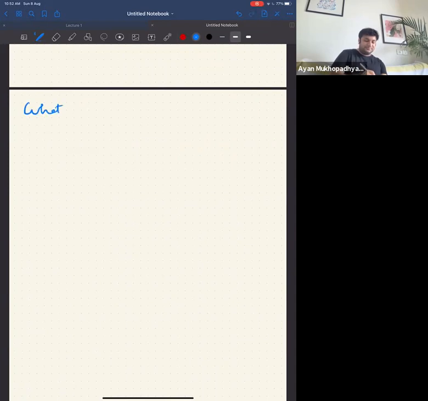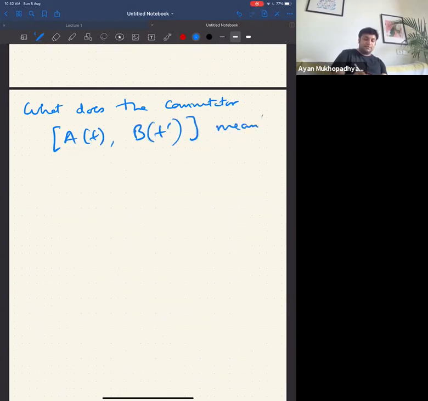What does the commutator mean? Okay. So for that, let us try to do something like this. Suppose you have some kind of protocol, right?